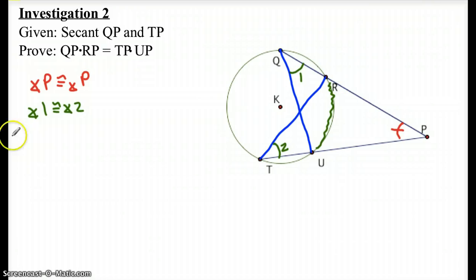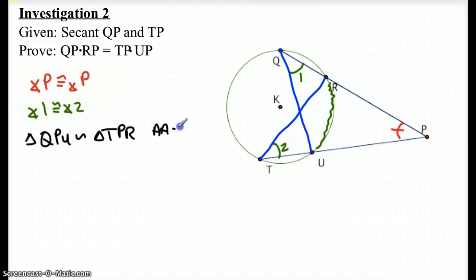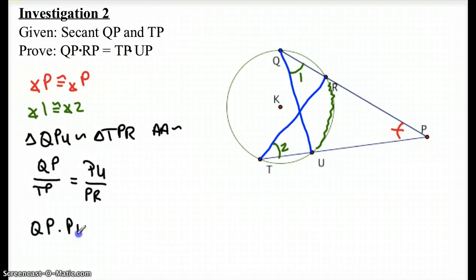So now, again, I have enough information to guarantee that my two triangles are similar. So I can say that triangle QPU has to be similar to triangle TPR. And again, that's by angle-angle similarity. Corresponding sides have to be proportional. So the ratio of QP to TP has to equal the ratio of PU to PR. And if we do our cross products, we can then show that QP times PR has to equal TP times PU.